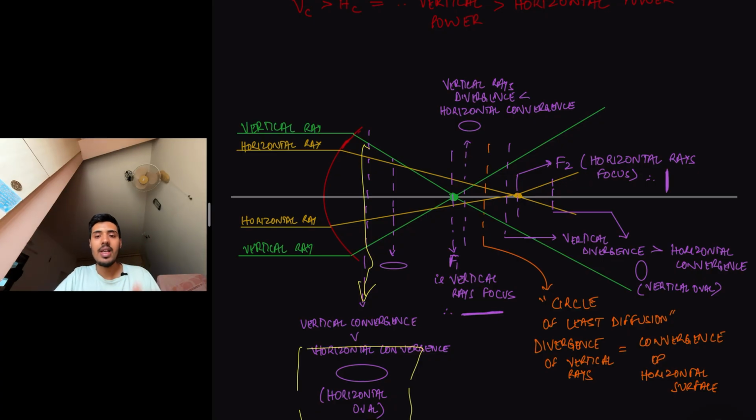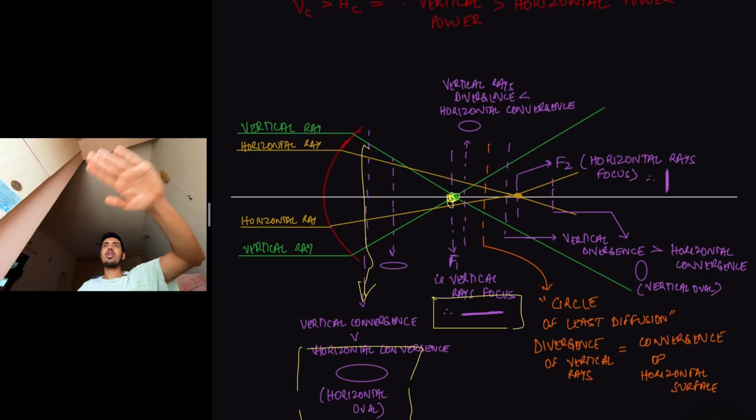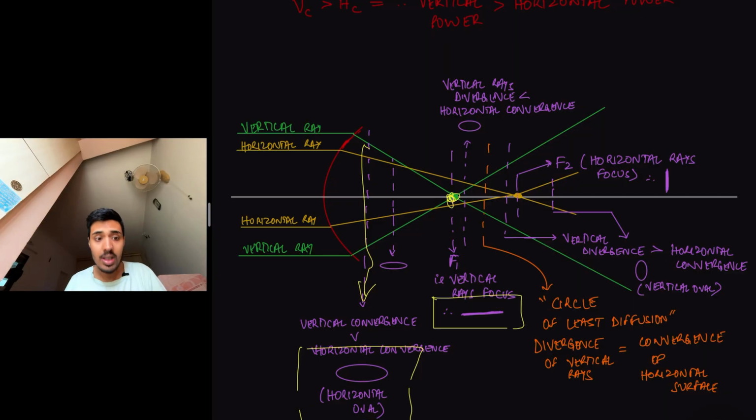Eventually, the vertical rays focus at a single point. Horizontal rays are still converging. Why? Because power is less. Wherever the vertical rays converge, they have just formed a point, while the horizontal rays are still converging. That is why there you have a simple horizontal line. Imagine you just have horizontal rays of light and the vertical rays have all converged at a point. Then after this, the vertical rays start diverging, horizontal rays are still converging, and at this point horizontal convergence is more than vertical divergence. So once again, it forms a horizontal oval.